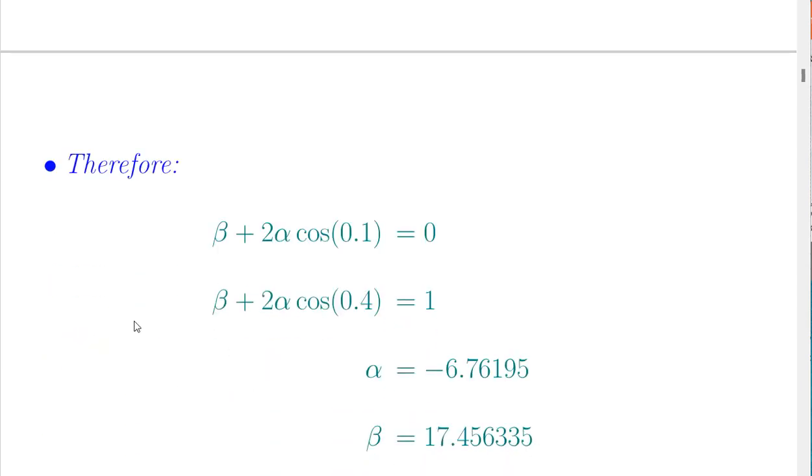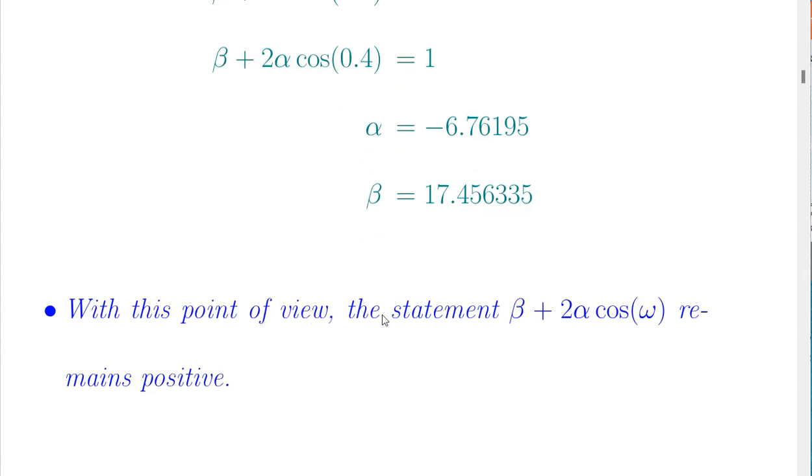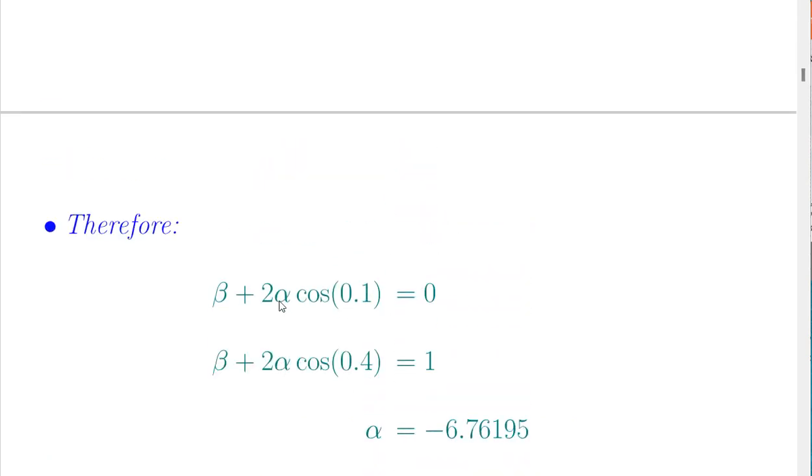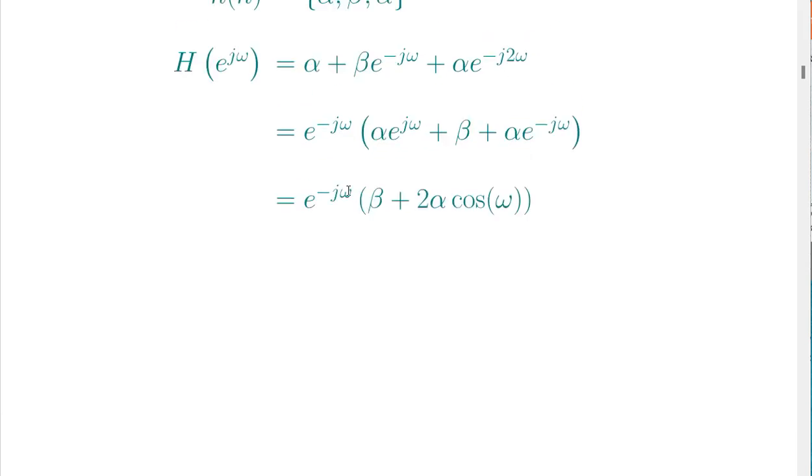Now, therefore, beta plus 2 times alpha times cosine of 0.1 needs to be 0, and beta plus 2 alpha cosine of 0.4 should be equal to 1. Now, very simple equations, and you'll get alpha equal to minus 6.76 and beta equal to 17.45. With this point of view, the term beta plus 2 times alpha times cosine of omega remains positive. Okay, here you see. So the amplitude will be positive and the phase is completely linear.